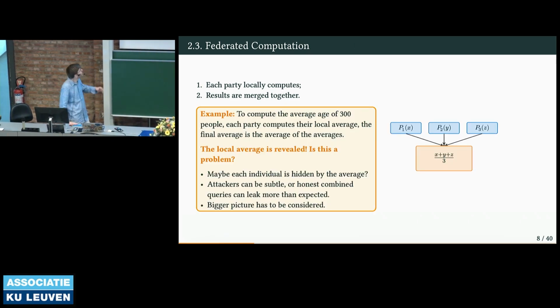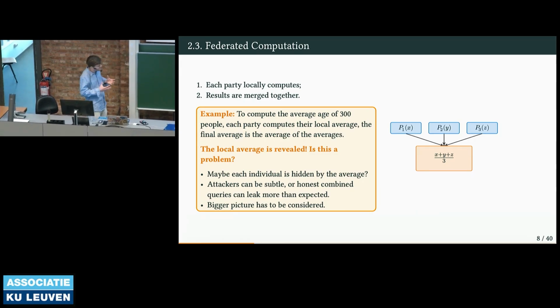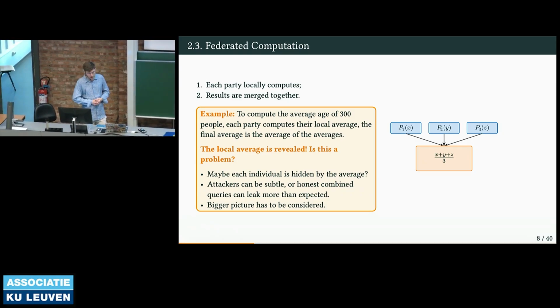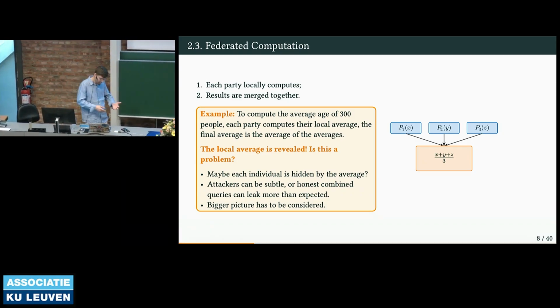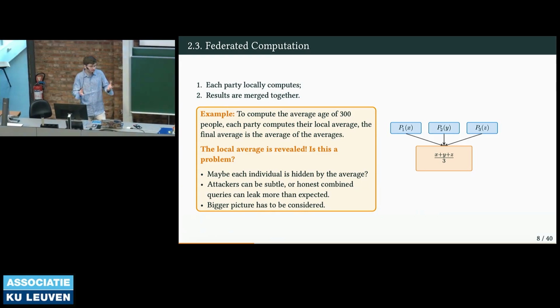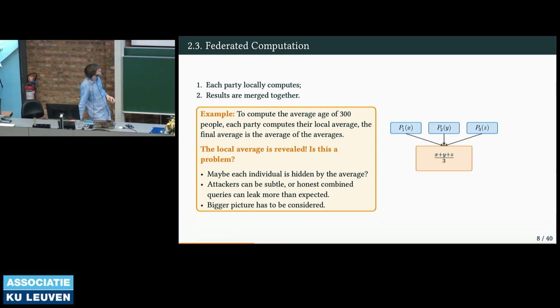So for example, if you want to compute the average age of 300 people, and each party has 100 people in their data set, each party can compute their local average, and then put that together and average out the three things. And that works out, right? Mathematically, that gives you the same result as if you had taken the average. So depending on what you want to compute, you have to make sure you split it in a way that recomputes the same thing.